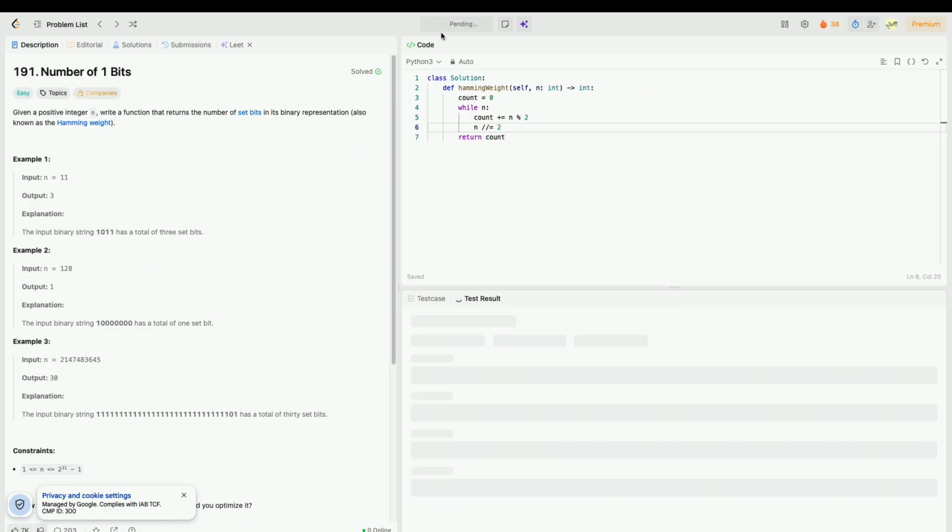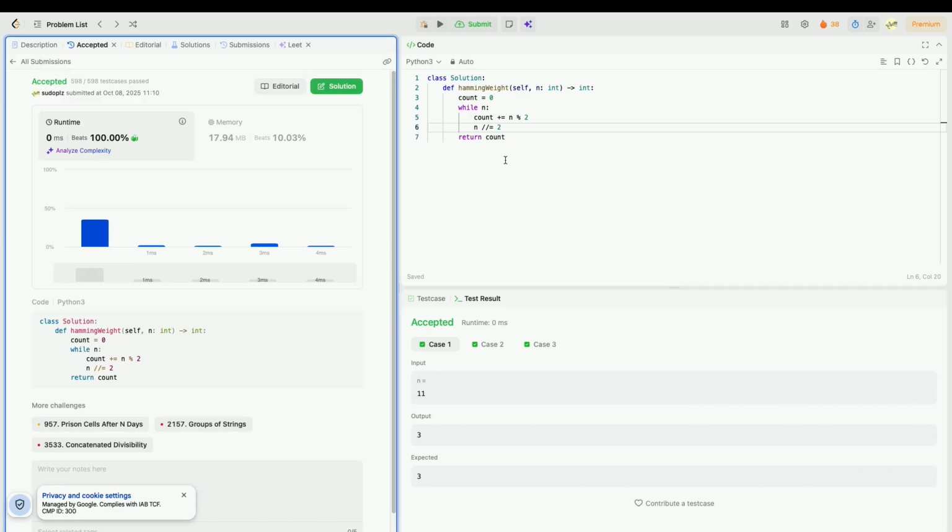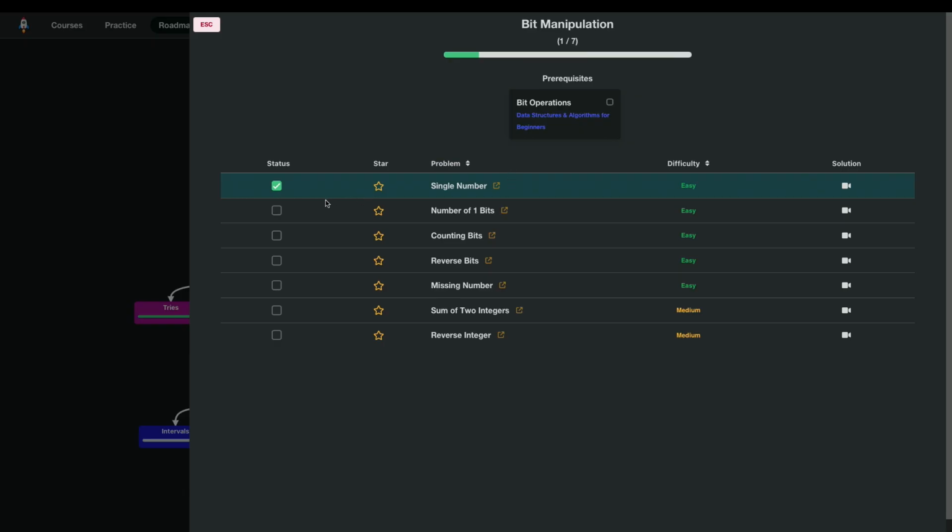And when we run this, we'll see that it works, and we can submit it. And we have completed another bit manipulation problem.